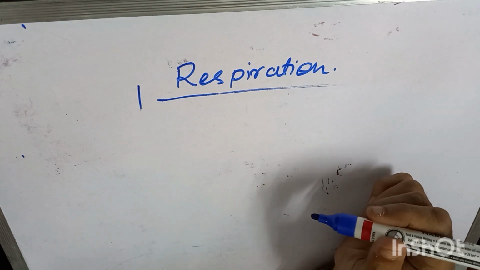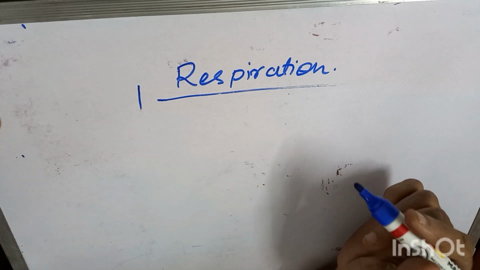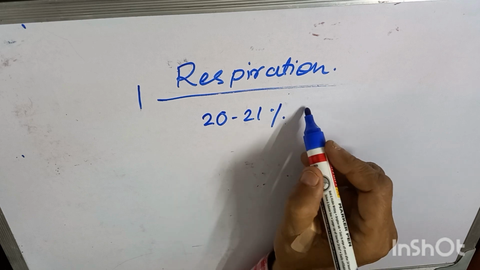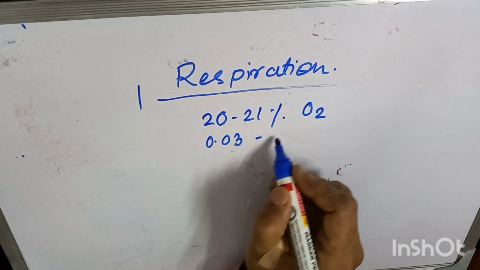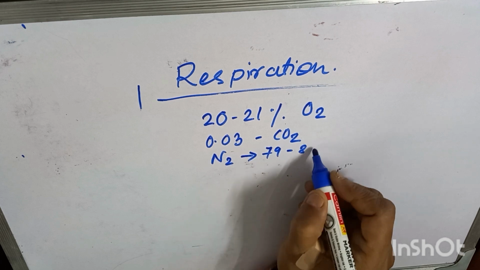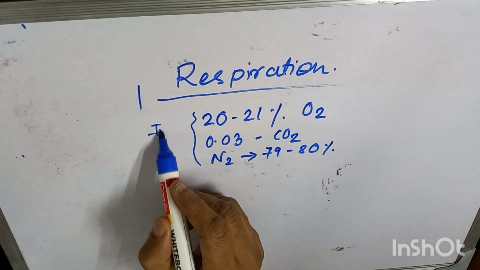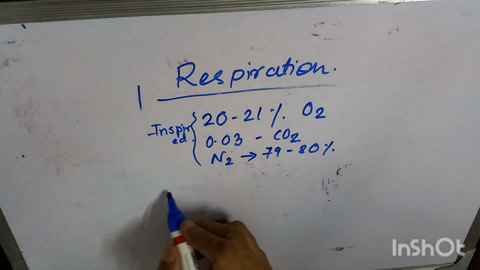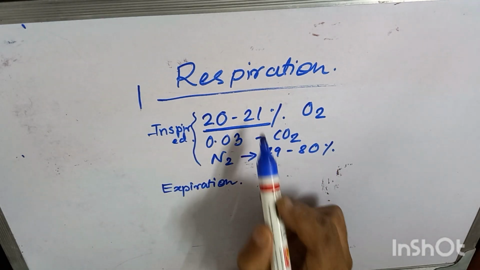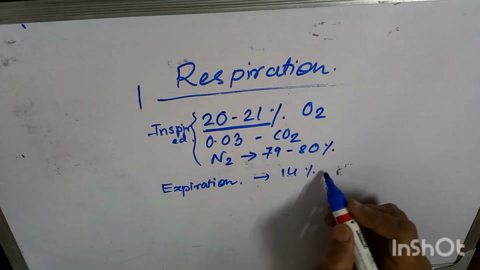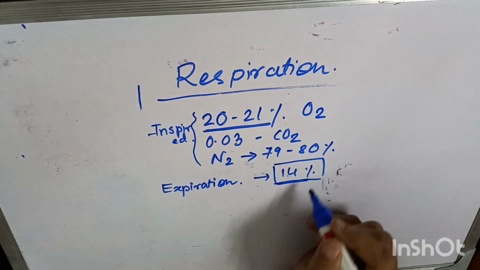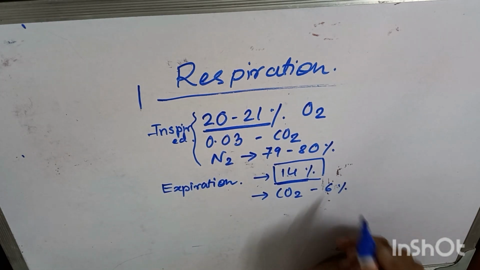And this air that goes out is compositionally different. The air that we take in is atmospheric air. It contains 20 to 21% oxygen, 0.03% carbon dioxide, and around 79 to 80% nitrogen. So this is the inspired air, or the atmospheric air. While we breathe out, the inspired air contains 20% oxygen, and the expired air contains around 14% oxygen. So 6% of oxygen is absorbed, and this 6% is replaced by carbon dioxide from our body.